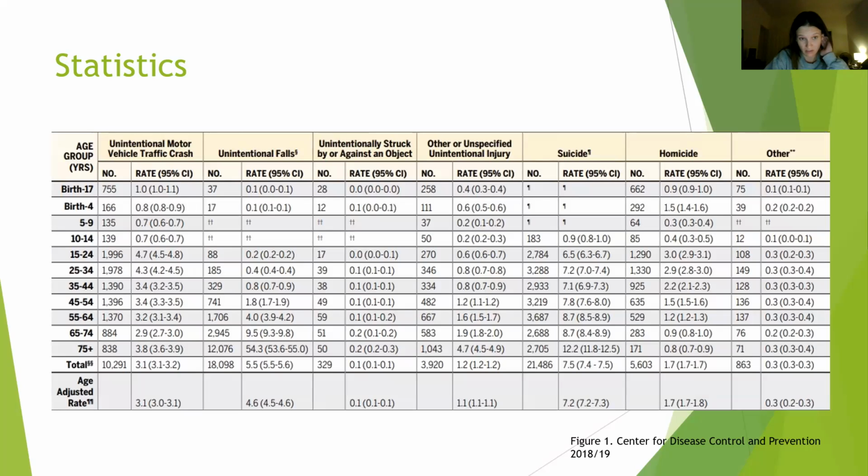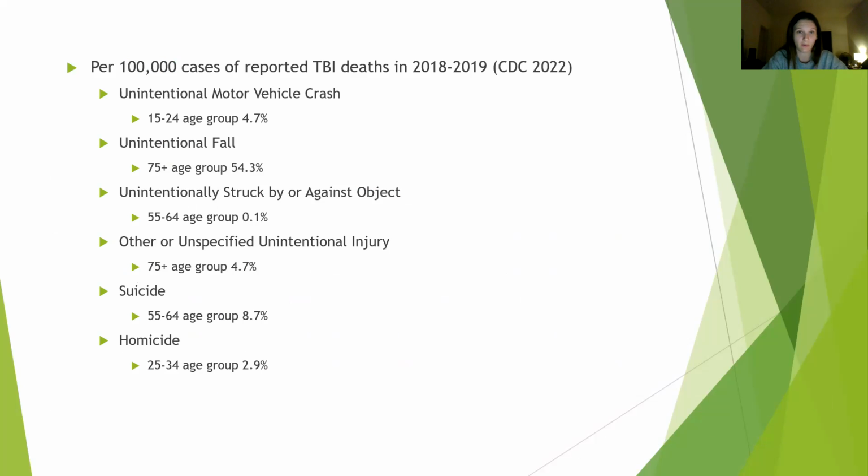And then this is just a chart, basically going through each age group. Per 100,000 cases of reported TBI deaths, unintentional motor vehicle crashes, the 15 to 24 age group had the highest incidence of 4.7%. Unintentional falls, definitely in the 75 plus age group, is 54.3%. They're at very, very high risk for TBIs. Unintentionally struck by or against an object. This is kind of like the least common, but the 55 to 64 age group is at 1%. Suicide, the 55 to 64 age group is the highest at 8.7%, and homicide, the 25 to 34 age group, is the highest at 2.9%.